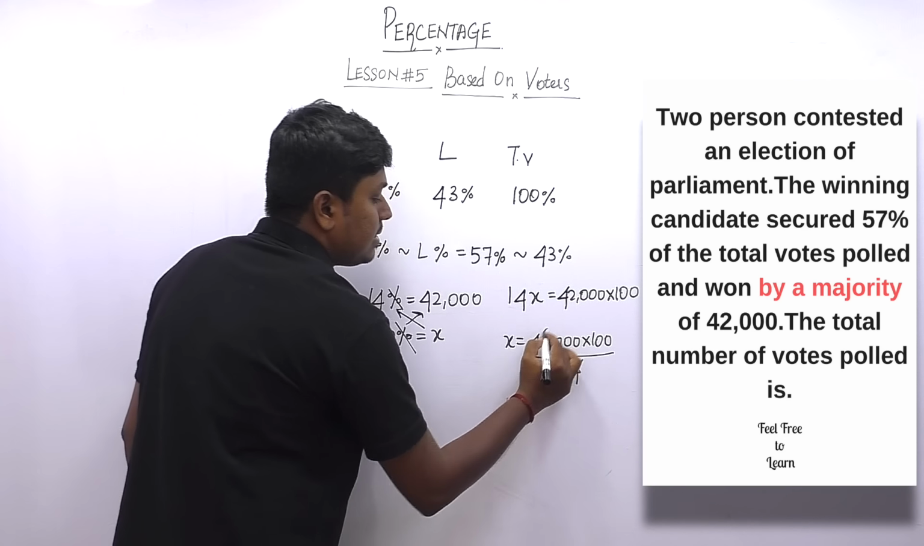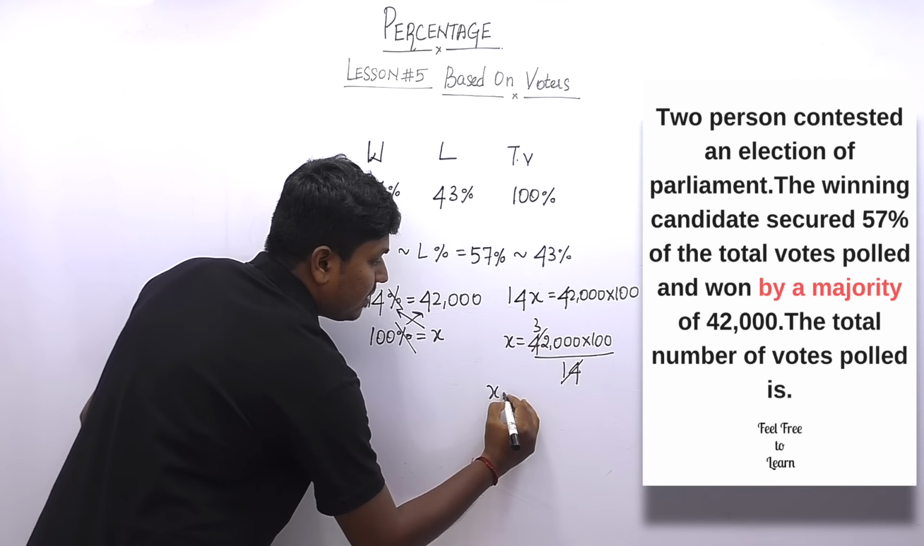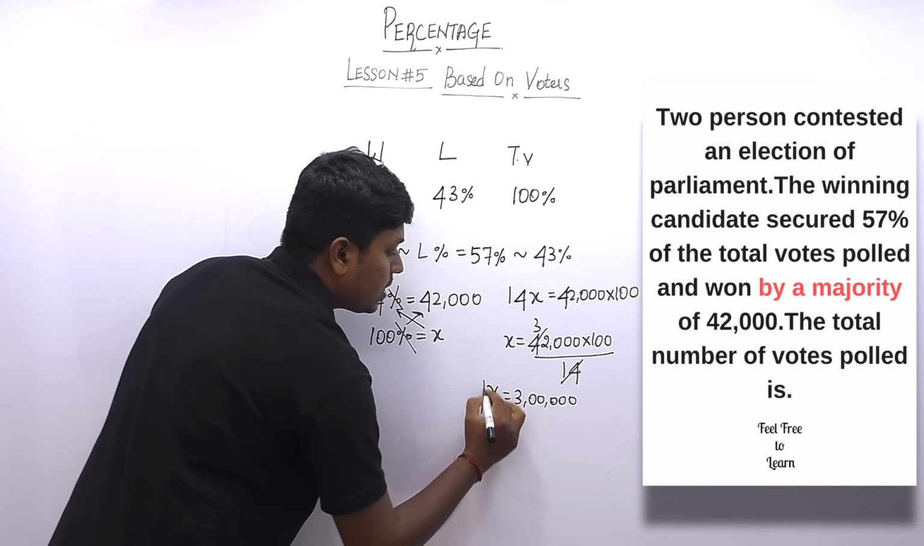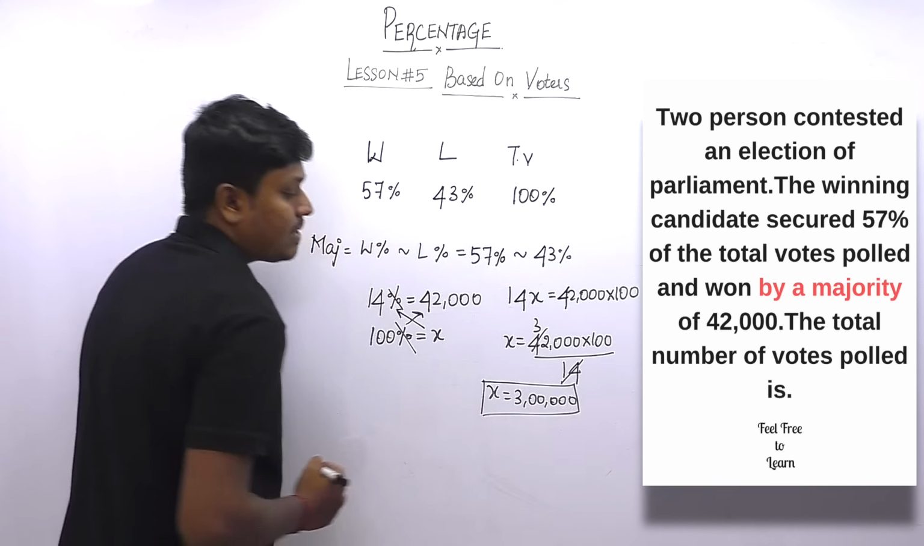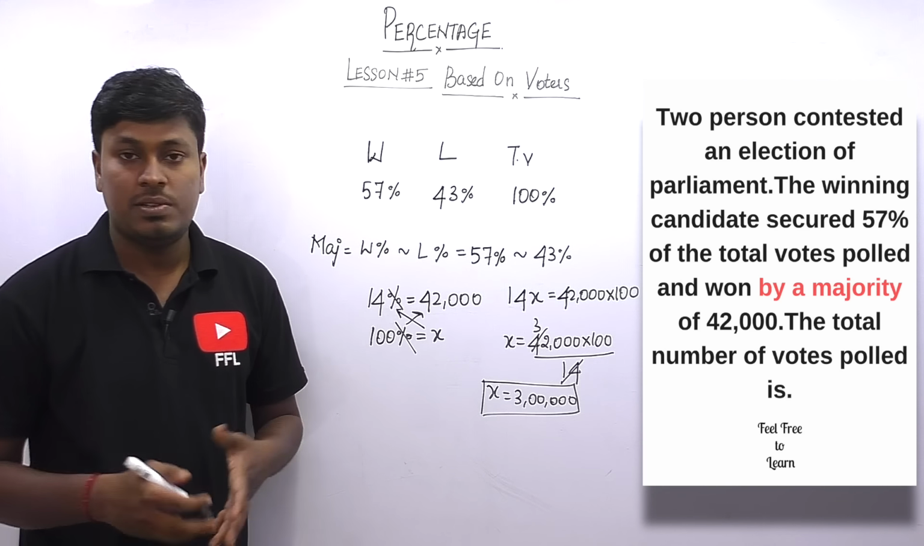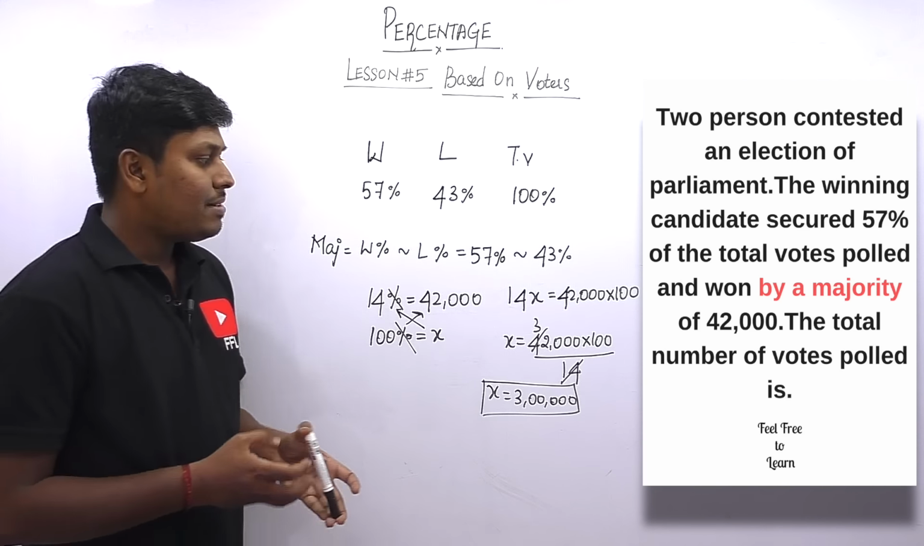So 14 3s are 42. So finally we can say that x is equal to 3 lakh, which means the total number of votes cast is 3 lakh. So finally we got the answer for question number 1, where the total number of votes is 3 lakh. There are different ways to solve this question, but I hope this method will help you to solve the question a little bit faster.